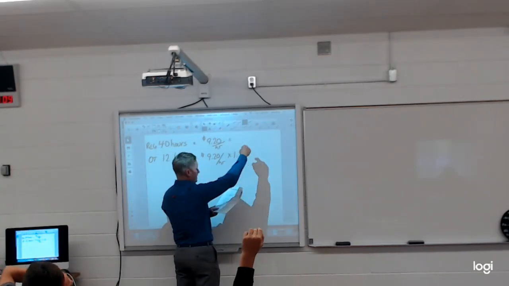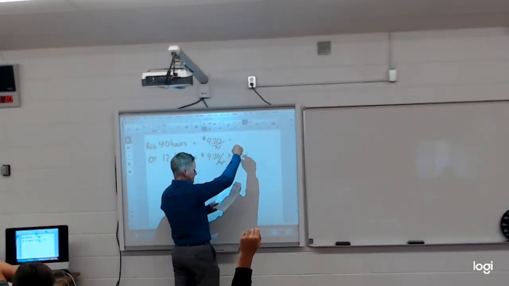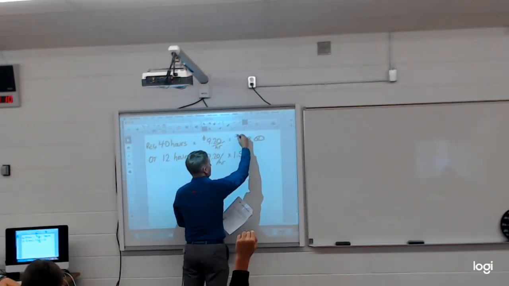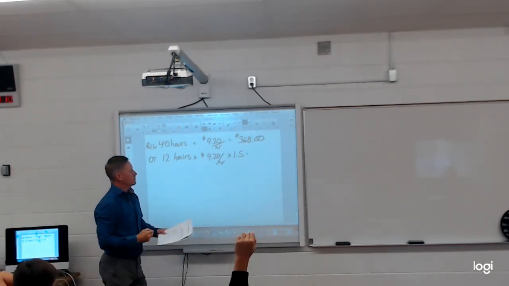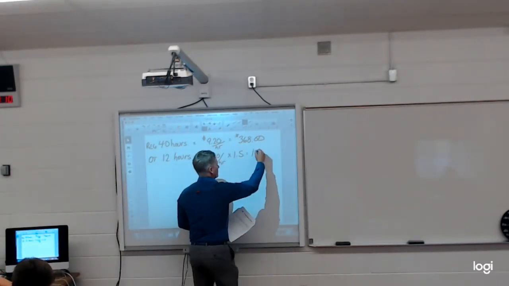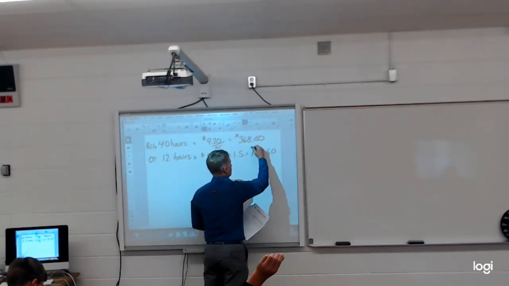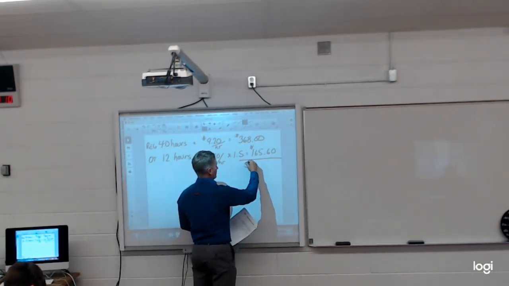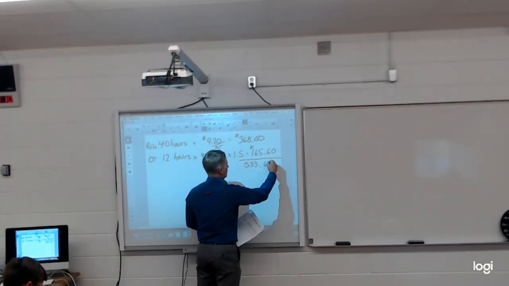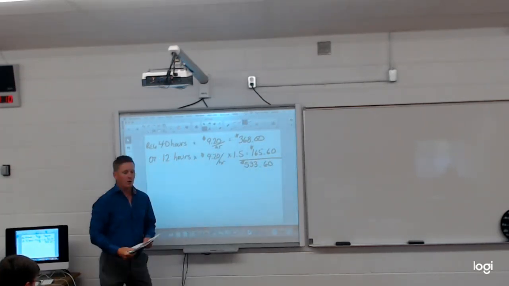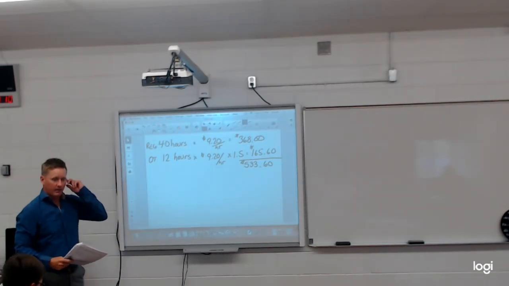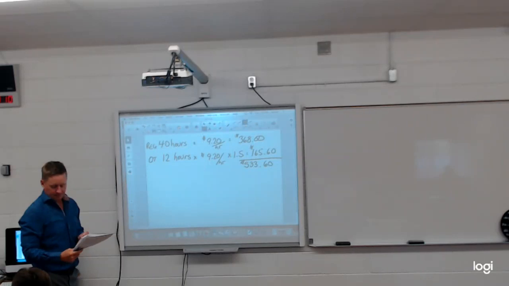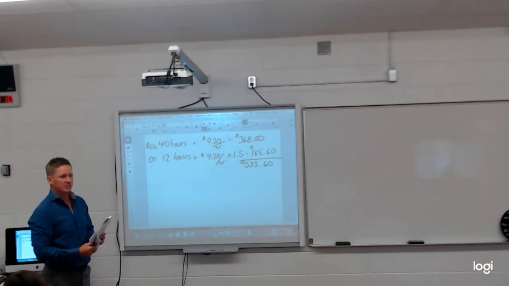Okay, so 40 times 9.20, what do you get there? 368. And 12 times 9.20 times 1.5. 165.60. Thank you. And therefore, 533.60. And a question. Were we supposed to be marking this? We're going to go back to marking tomorrow. I'll mark everything with you tomorrow. Okay? So 533.60. Anybody have any questions about that?